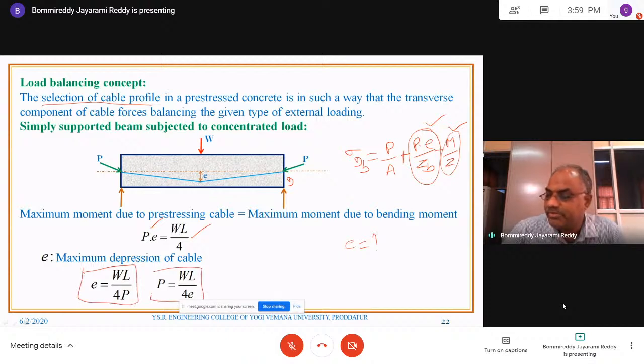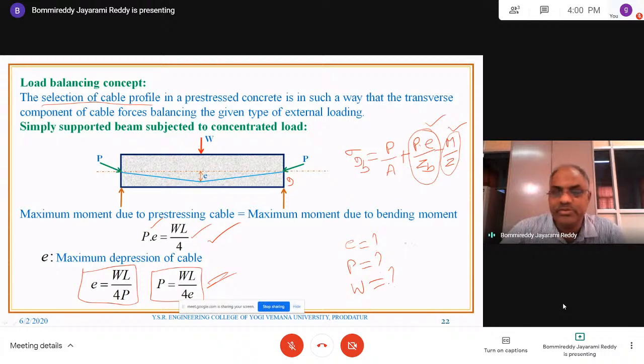That's all. Sometimes in the examination, one of the options may be this. So don't learn these formulas by heart, it is not required. But because of the concept, P into E equal to WL by 4, that you know. From this, if all parameters are known, you can find out E. If all parameters are known, find out W, that is, how much load it can support so that it gets balanced. So using only this particular equation, you can find out the various unknown parameters.